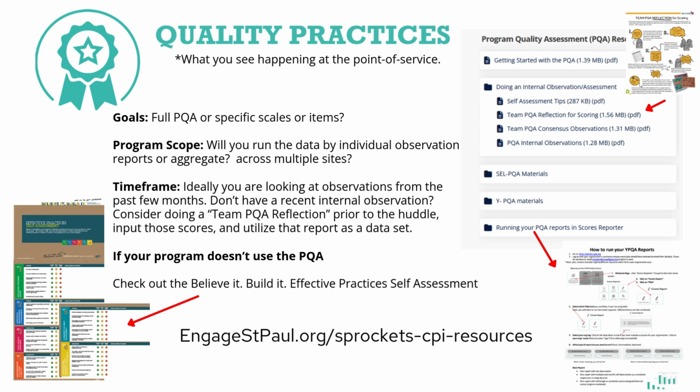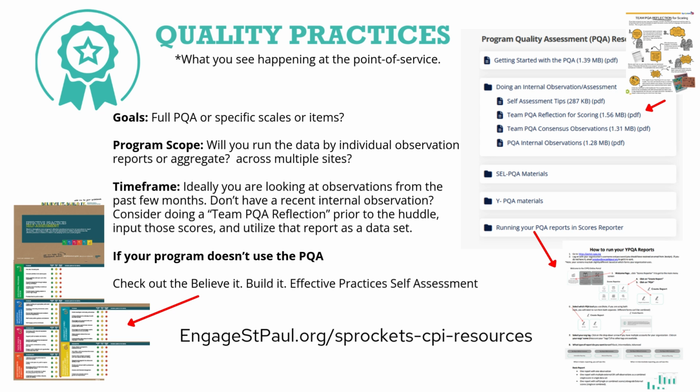But if you didn't have an opportunity to do your internal observation, I would recommend a team PQA reflection for scoring. So that's an opportunity to bring your team together, identify if you want to do the full PQA or maybe there's specific scales, and have the conversation. What are the examples or evidence of what is happening in programming? And then your lead can put that information into Scores Reporter and run a report with that information and use that as a reflection of their perception of that quality and what the examples are that they're doing in programming.